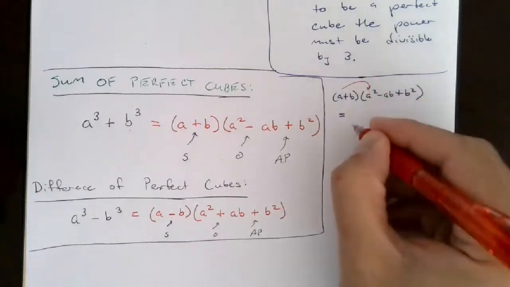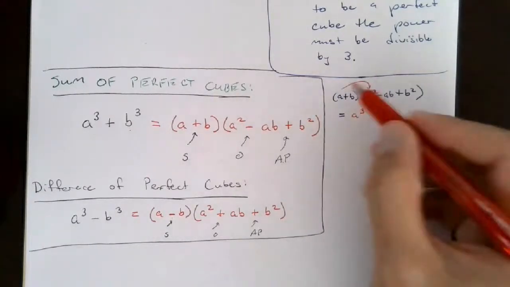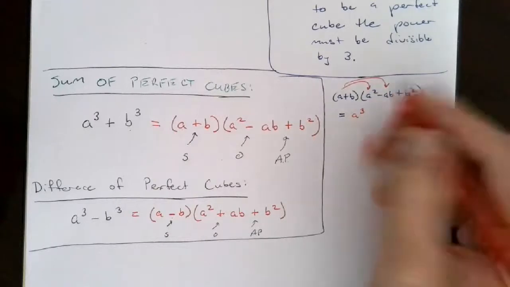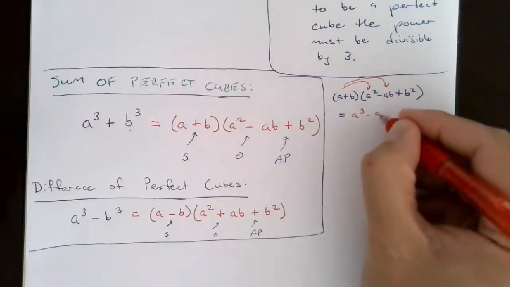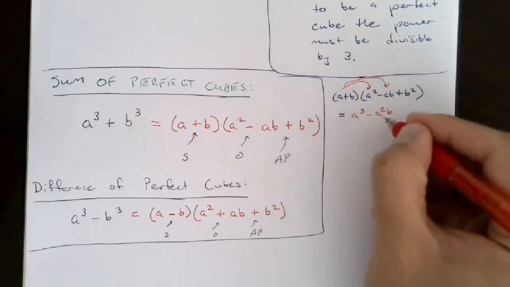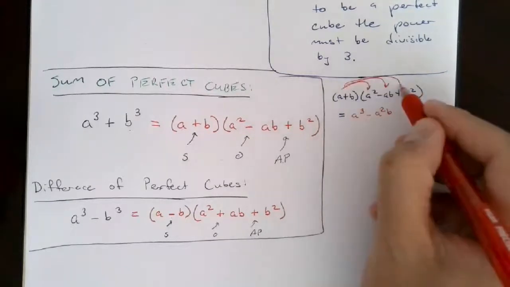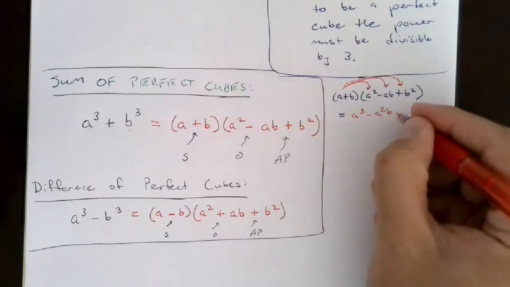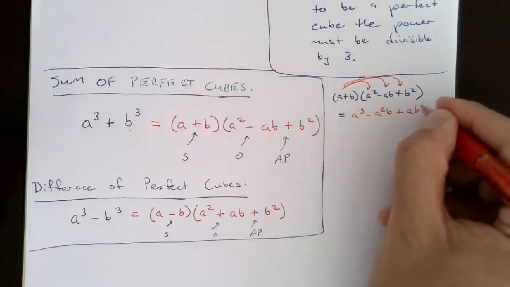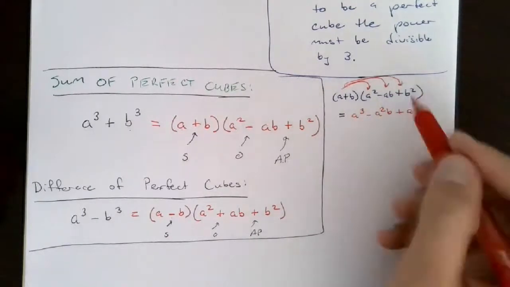So a times a squared would give me a to the third. A times a negative ab gives me a minus a squared b, right? Because a times a gives me a squared, and the b just comes along. A times b squared gives me a positive ab squared, and that's me multiplying a through everything.